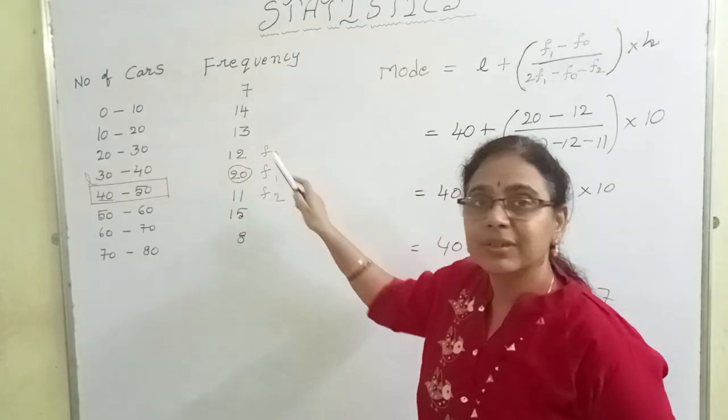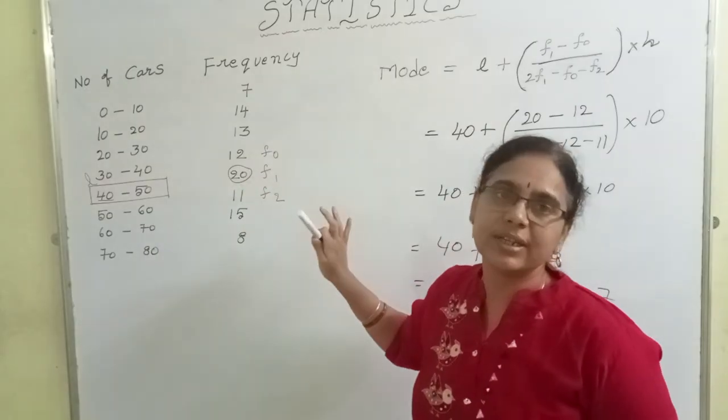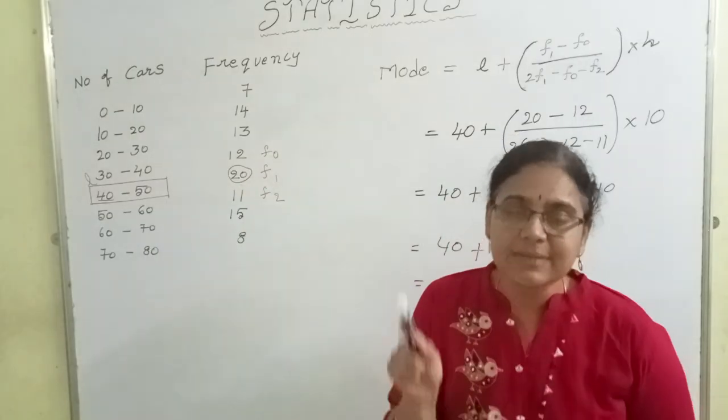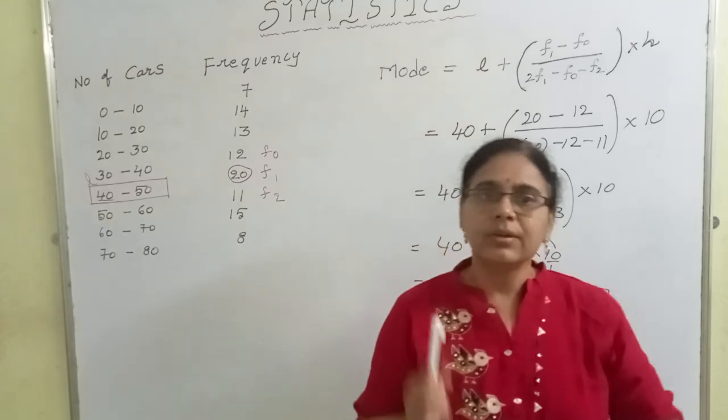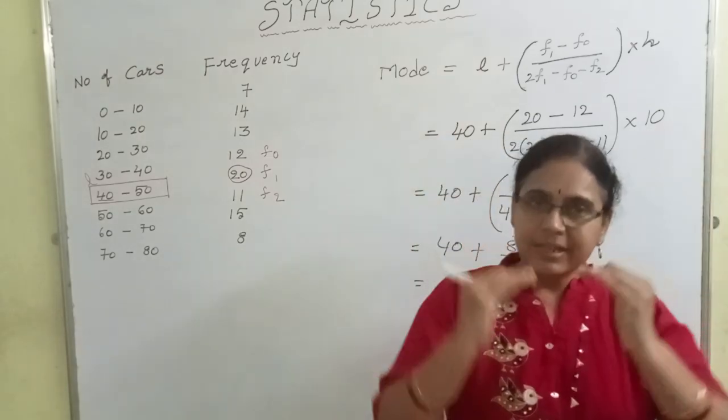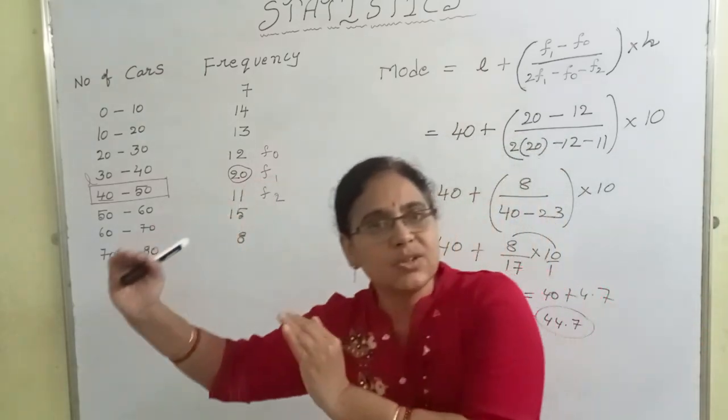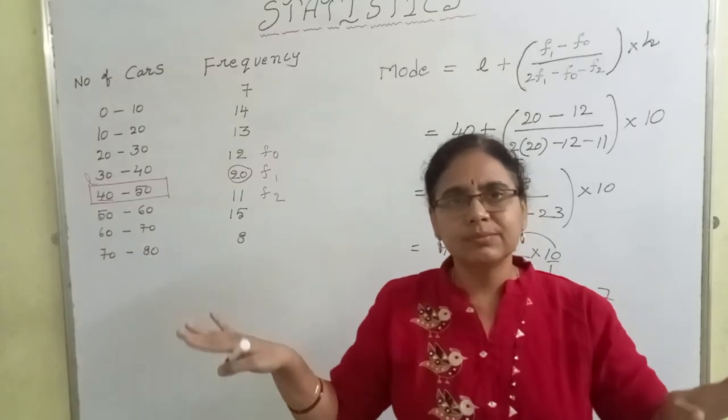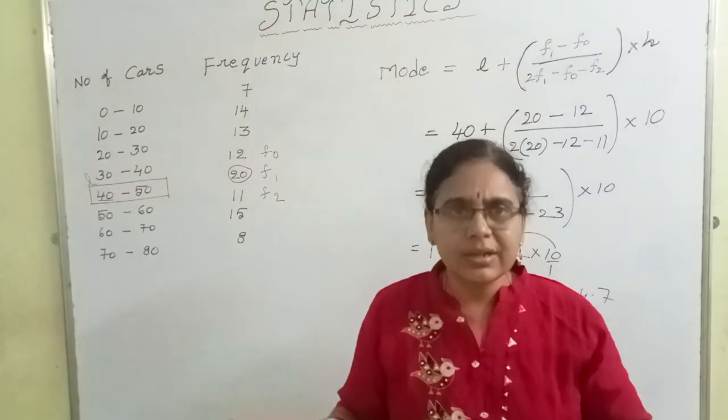What is the greatest number? 20. That one you have to take as F1. The greatest number you have to take as F1. The before number is F0. The next number is F2. The side one is H. Clear? Mode is very clear.